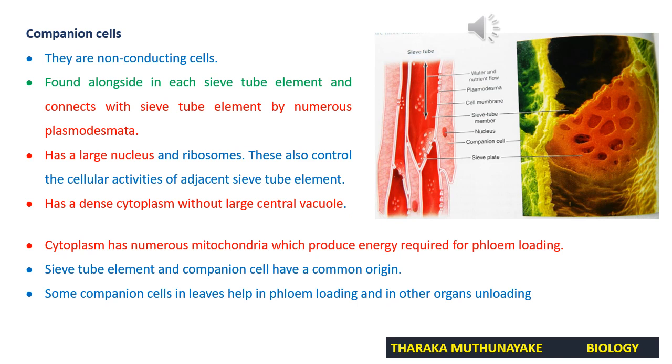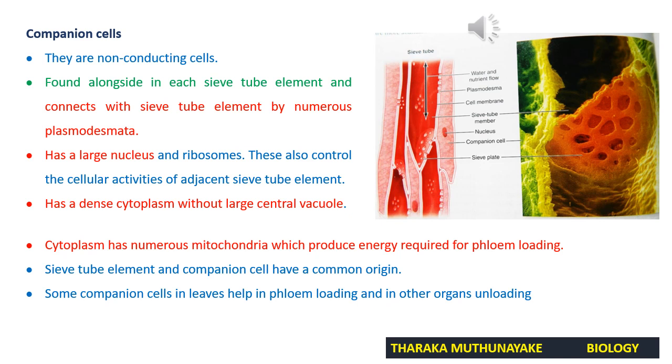Okay, then the companion cell has a large nucleus and ribosomes. These also control the cellular activities of adjacent sieve tube element. Why? Because we said earlier, even though sieve tube element is living, it doesn't possess a nucleus. Therefore, cellular activities of sieve tube element are also controlled by the nucleus of companion cell. For that, it has more genetic material. It is comparatively large.